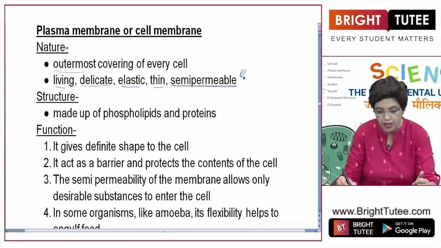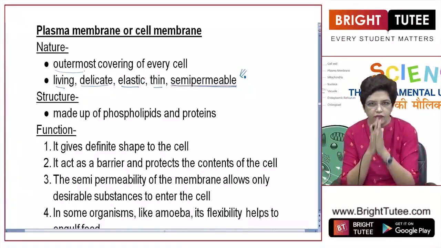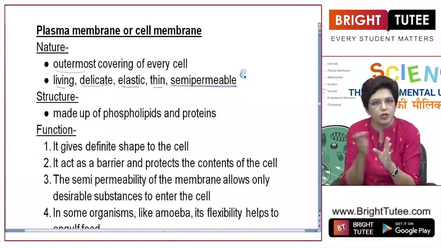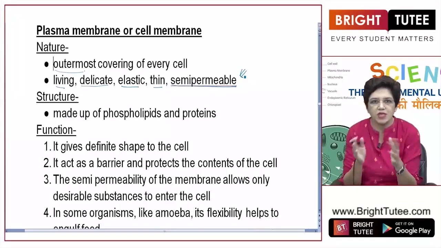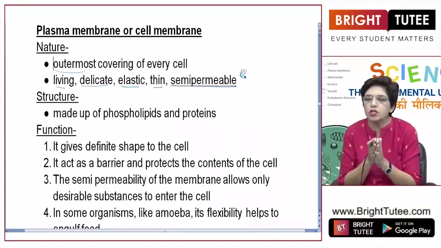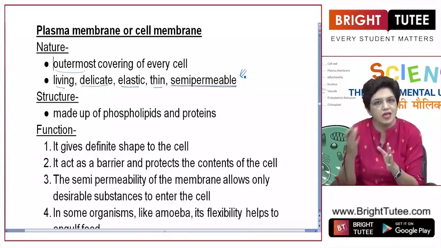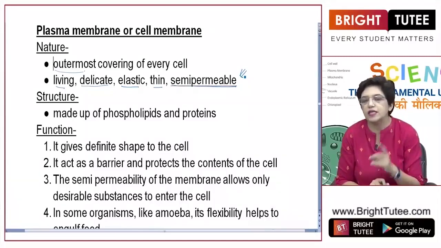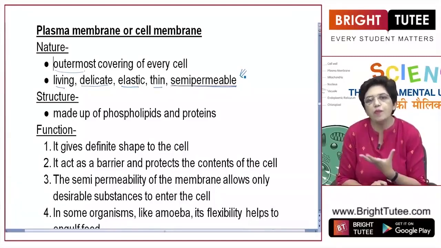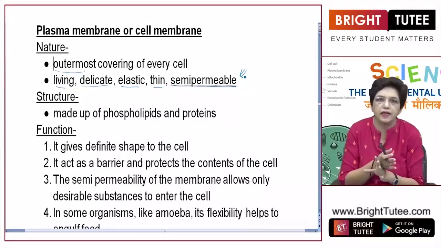This is important: semi-permeable. Permeability means if there is some wall or membrane which allows the movement of all objects, then it is called freely permeable. But the cell membrane allows only some objects to move inside the cell and only some to leave the cell. That is why we say it is semi-permeable. It is a very important characteristic of the plasma membrane, because only the desirable substances can enter the cell.